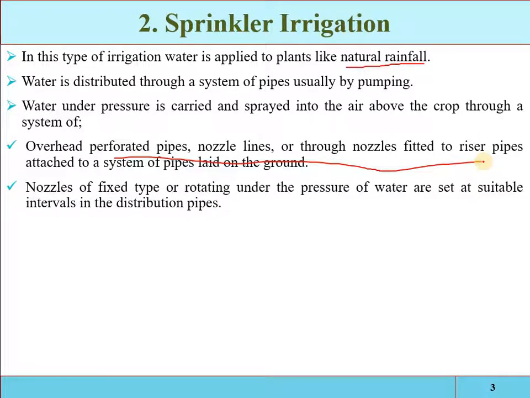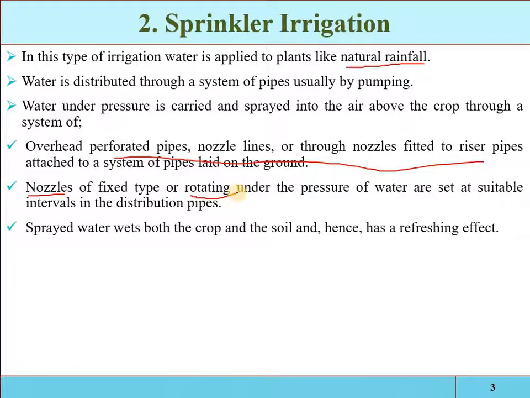Nozzles are of fixed type or rotating type. As we discussed in the previous slide, the point which throws the water is called the nozzle. It will be a fixed nozzle if it throws the water in 360 degrees, or if it throws the water in one strip in one direction, in one radial line, then it will be a rotating nozzle or rotating sprinkler.